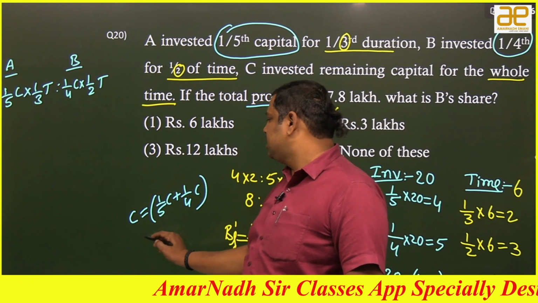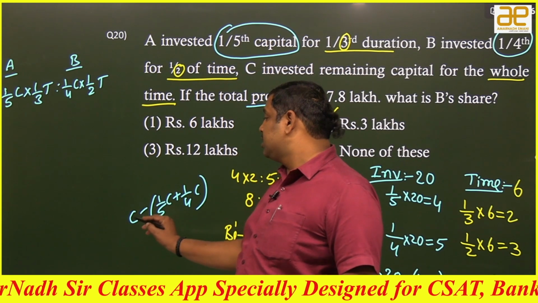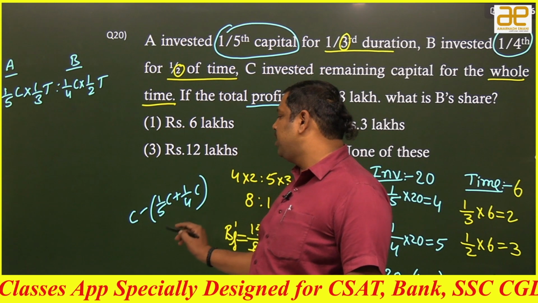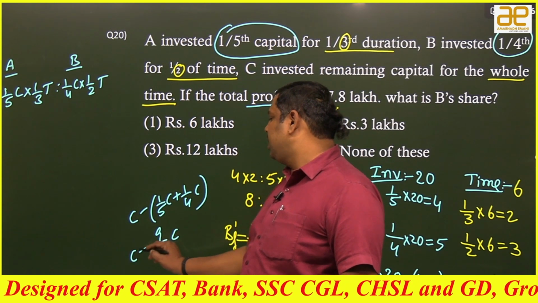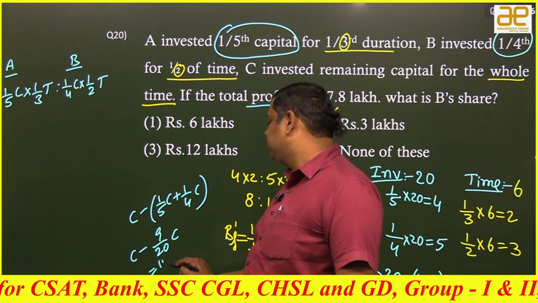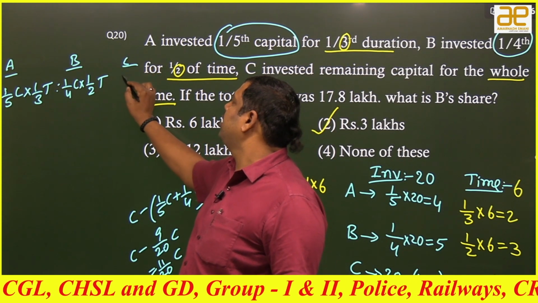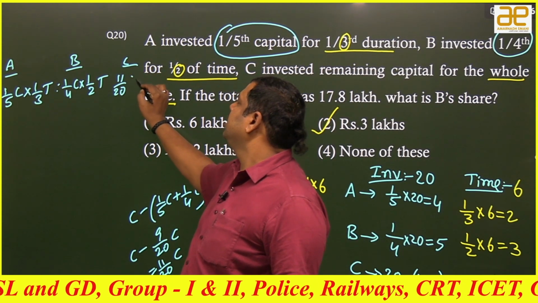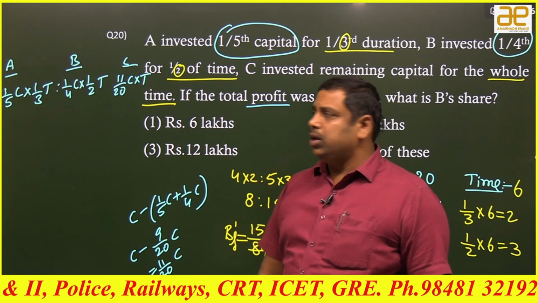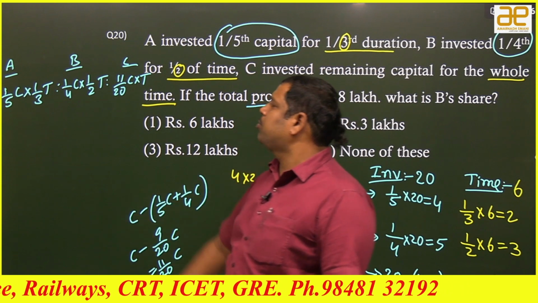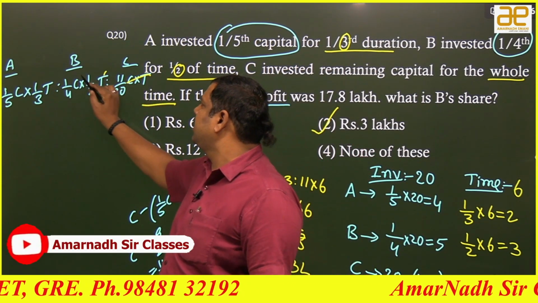What is C's investment? We have to subtract from C, right? So C minus 9 by 20C. Then it will be 20 minus 9, so 11 by 20C. So C's investment is 11 by 20C into the time period, where the full time he is in the business, so T. Can I say in this ratio they have to distribute the profits? Then what happens? Cancel with the C and T. Everywhere C and T are common, right?